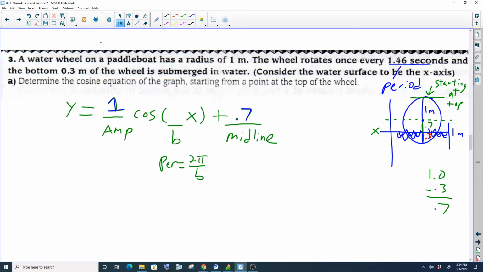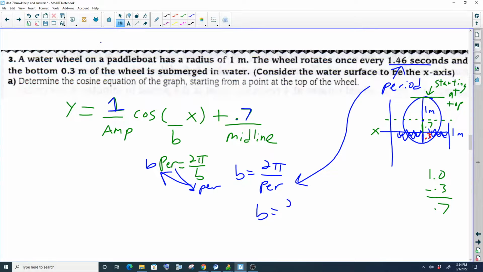So all we need now is what goes in there next to x. That's our b value. If we switch things around, the b will come up here and the period will come down here. So b is equal to 2 pi over the period. They give us the period, there it is, 1.46 seconds. So our b value is going to be 2 pi over 1.46 seconds. That's where we put in our b value. So there's the equation done. There's part A done for question 3.